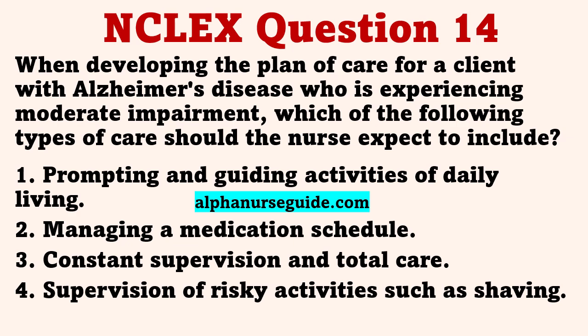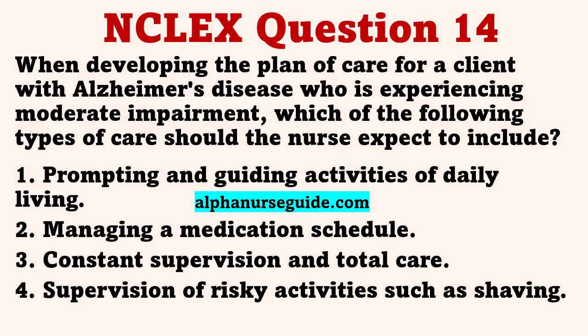When developing a plan of care for a client with Alzheimer's disease who is experiencing moderate impairment, which of the following types of care should the nurse expect to include? 1. Prompting and guiding activities of daily living. 2. Managing a medication schedule. 3. Constant supervision and total care. 4. Supervision of risky activities, such as shaving.